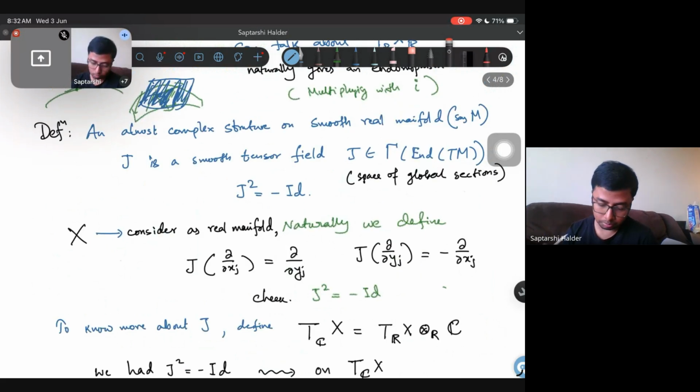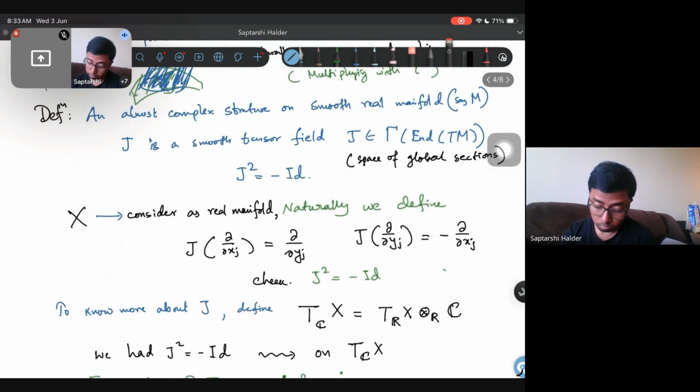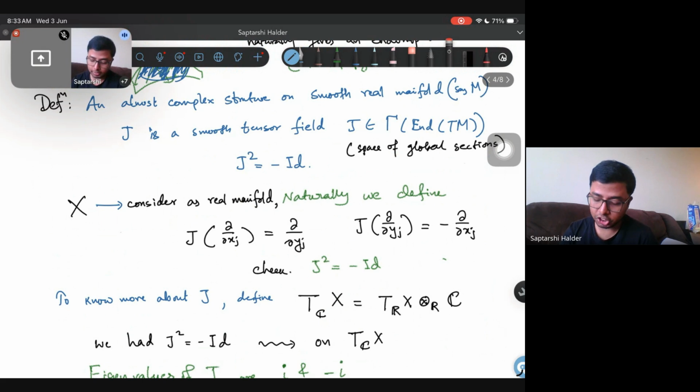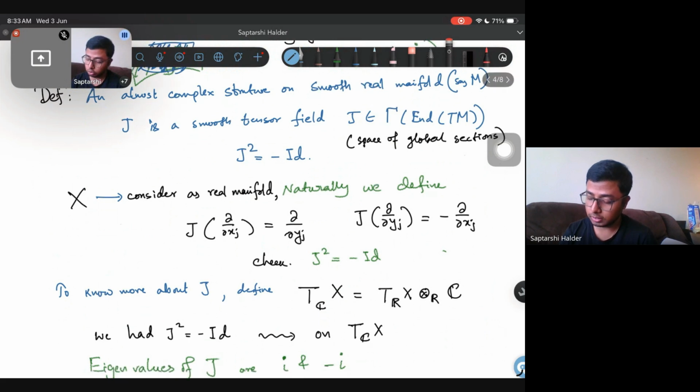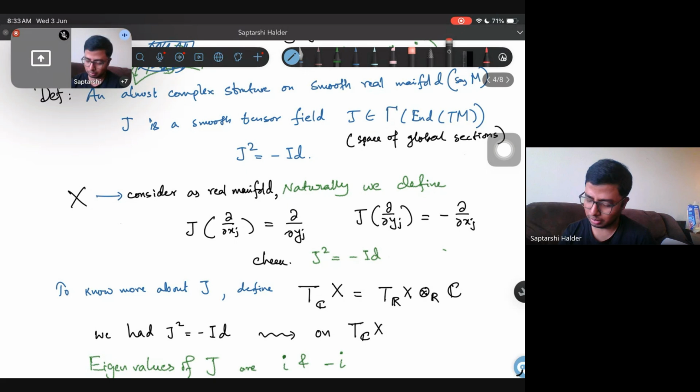With that aim, we want to impose a complex structure on some smooth real manifold, here it is X_R. We call this J a smooth tensor field, and J belongs to a special space of global sections, because we consider this TM to be a vector bundle over M.